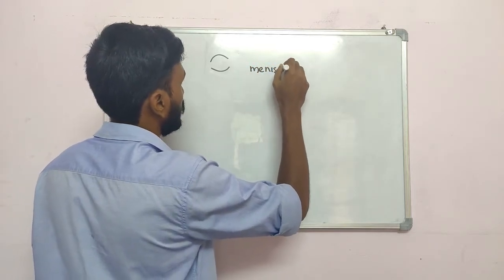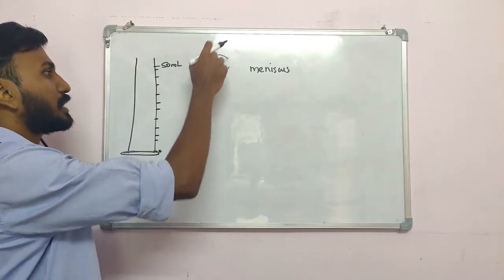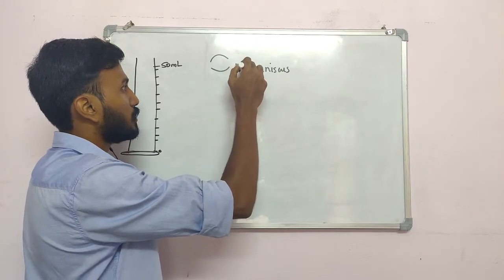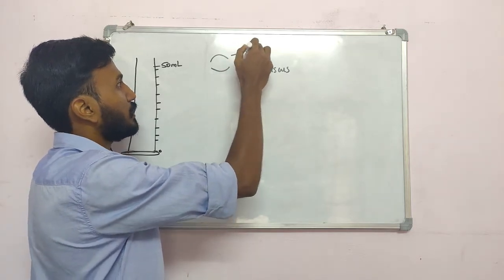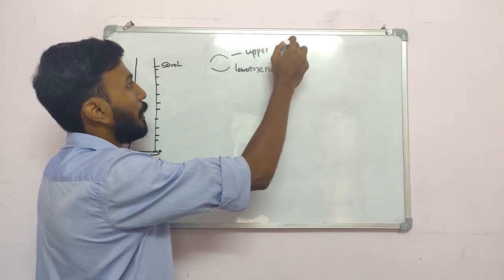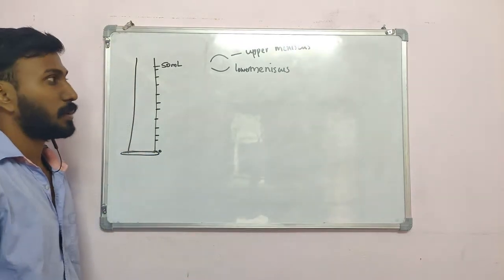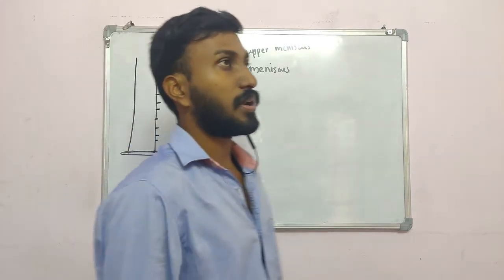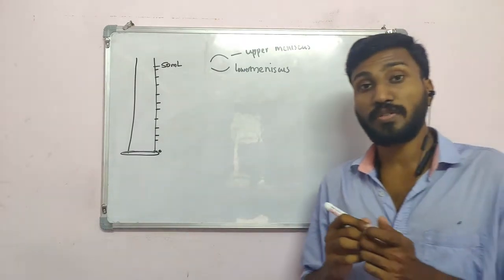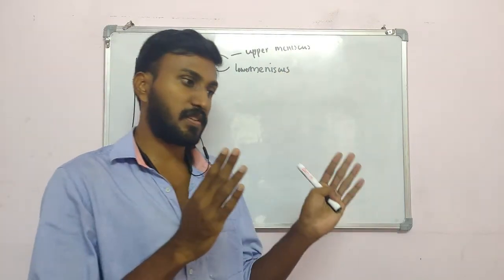That is what we call the meniscus. It may be curved upwards or curved downwards. If it is curved downwards, we call it the lower meniscus, and the meniscus which is curved or bulged outwards is called the upper meniscus. If it is curved upwards, we call it the upper meniscus. If it is curved downwards, we call it the lower meniscus. And the formation of the meniscus is due to the cohesive or adhesive force.